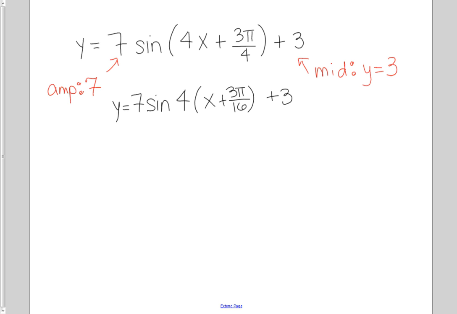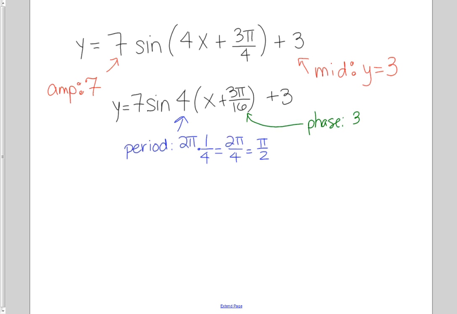So now I have a change with this 4 multiplied on the inside. Multiplying on the inside is going to shrink me horizontally. So my original period of a sine curve would have been 2 pi. Instead of multiplying it by 4, I'm actually going to take 1/4 of it, which gives me 2 pi over 4, or pi over 2 as my new period. The phase shift is what I've done on the end here. So my phase shift would be 3 pi over 16, and that's to the left.